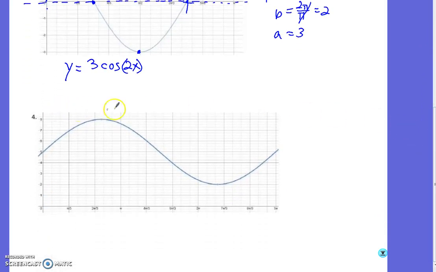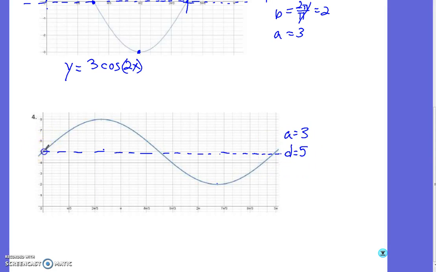Now for this one, I notice the middle of the graph looks like it's right about there. Now, if you want to make sure it's the middle, look at how high it went. It went from 5 up to 8, so it went up 3. Well, it should do the same thing. If we went 5 down to 2, that went down 3, so we are at the middle. So that tells me my vertical shift, my d, is 5. And we already said the amplitude went up 3 and down 3, so a is 3.